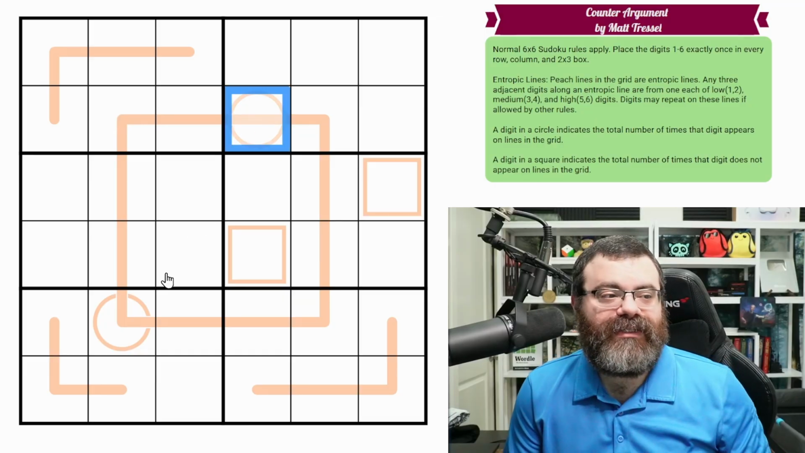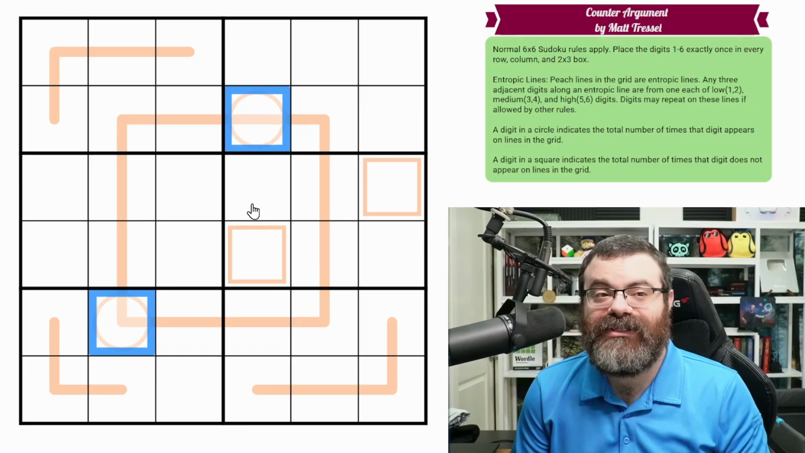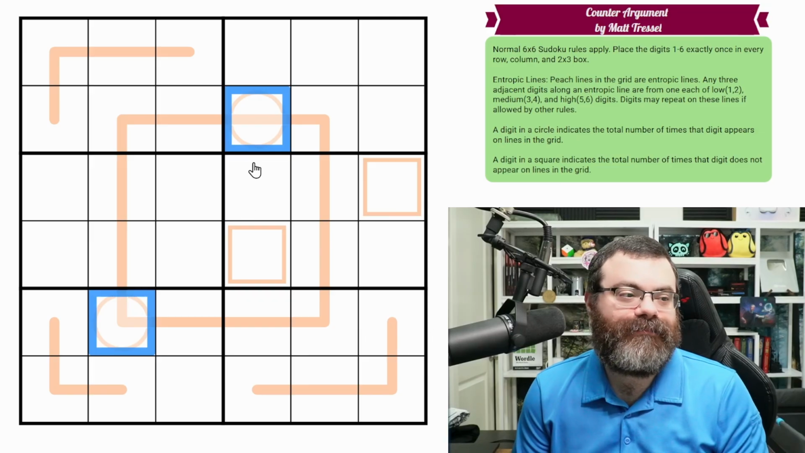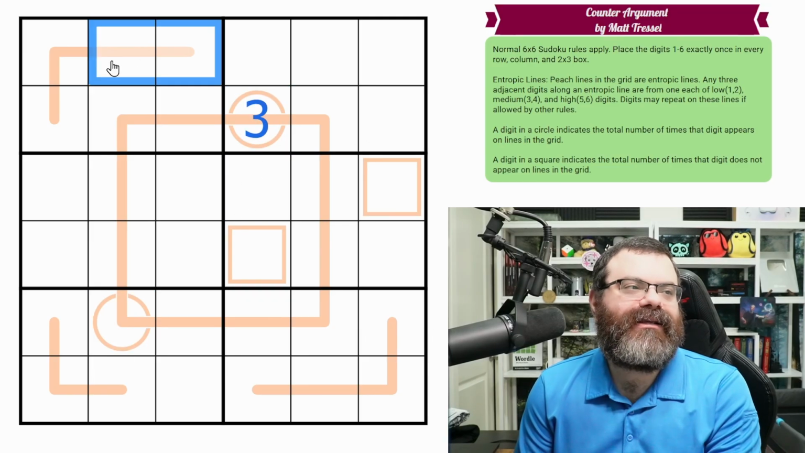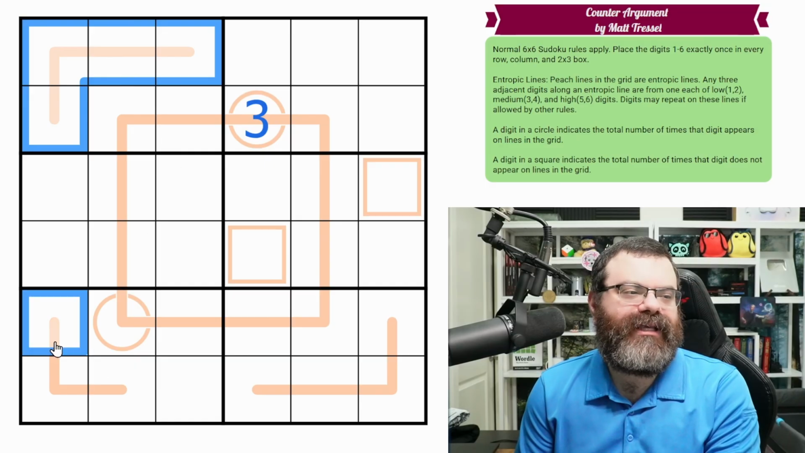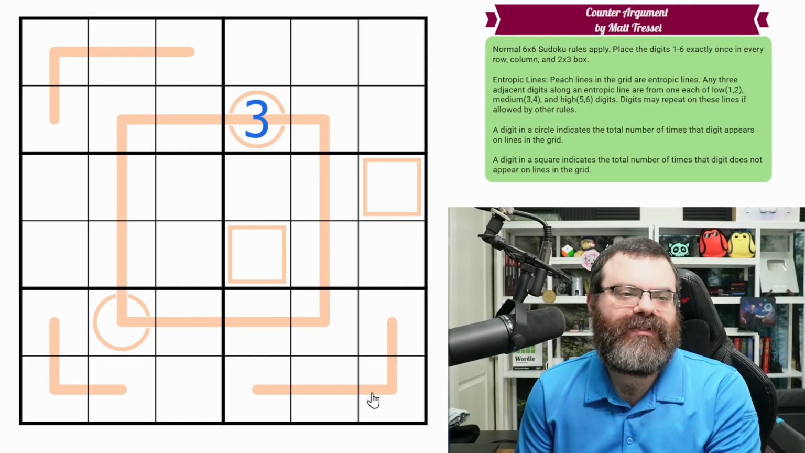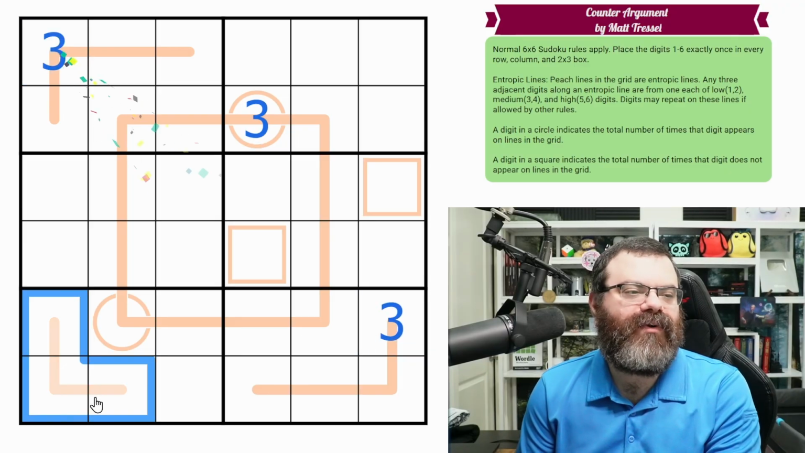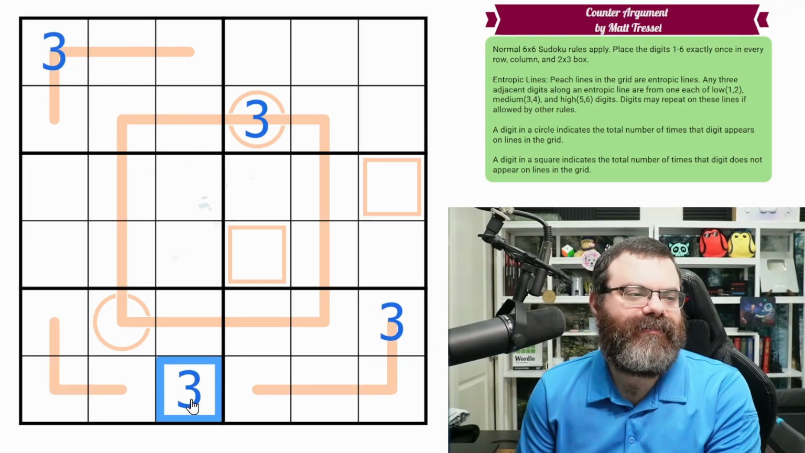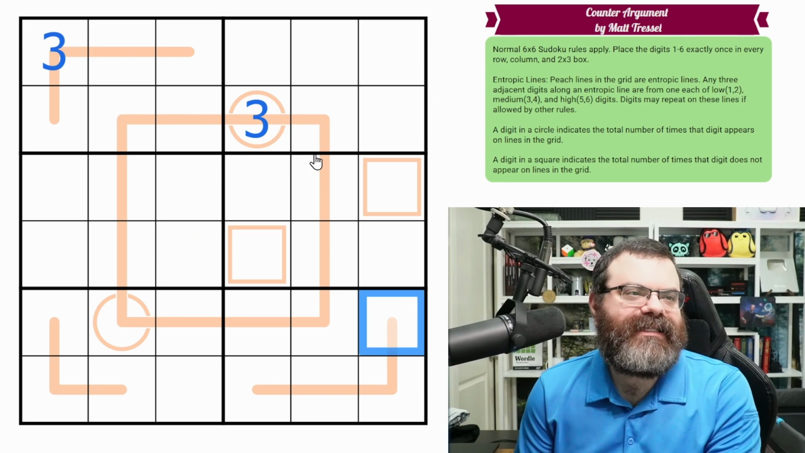We also have circles in the grid. A digit in a circle indicates the total number of times that digit appears on lines in the grid. So if this was a 3, for example, a 3 in a circle, that means in total, if we look at all the 3s in the grid, exactly 3 of them are on a line. So we might have one here and one up here, and then we don't allow any more 3s on lines. It's like there'd be one here maybe that's not on a line, just as an example. So we'd have exactly 3 on a line.